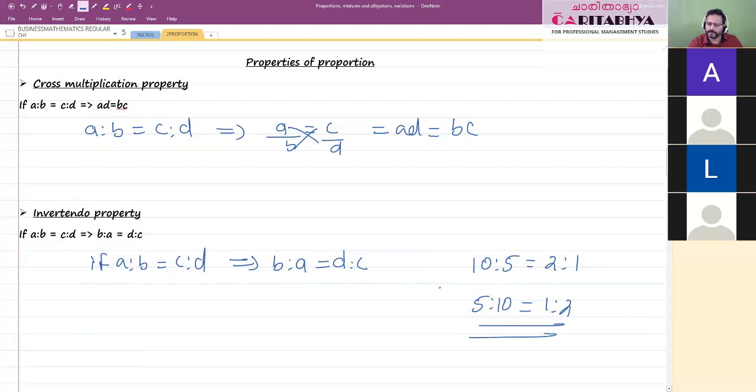A is to B equal to C is to D. That implies invertendo property. That means invert. Once we take the inverse, B is to A should be equal to D is to C.